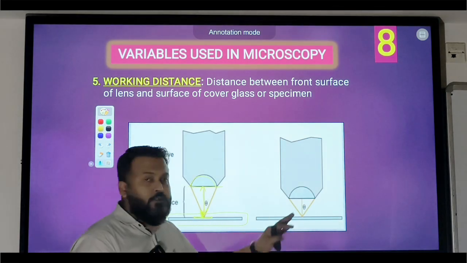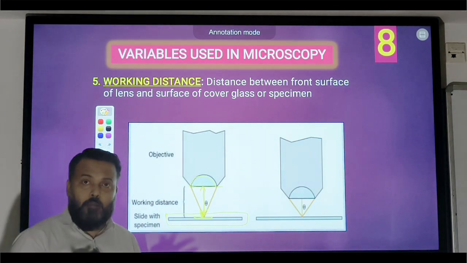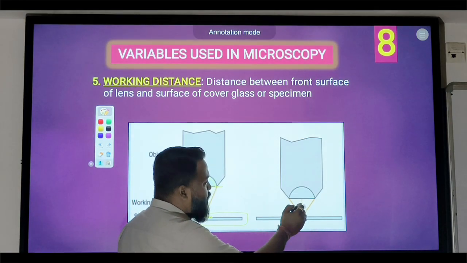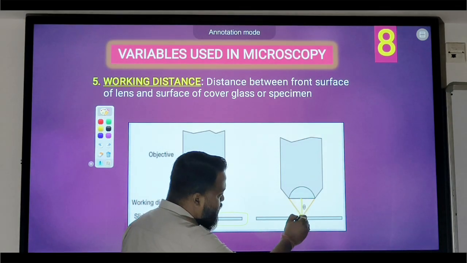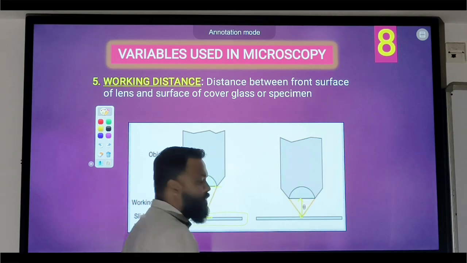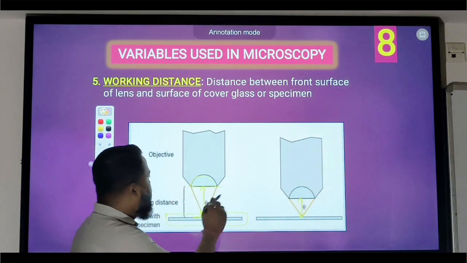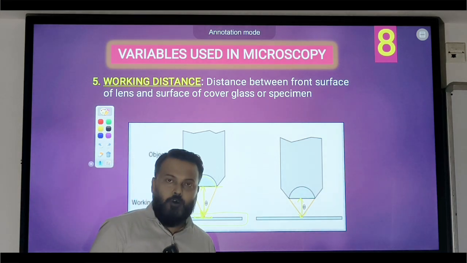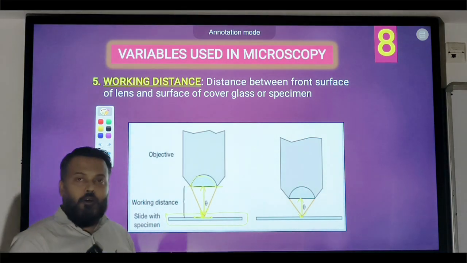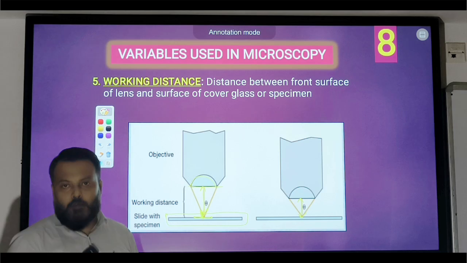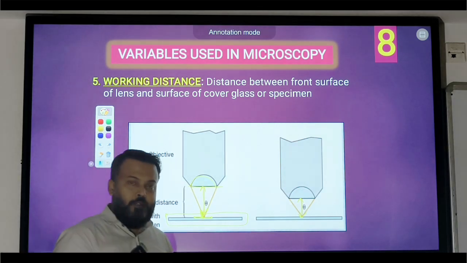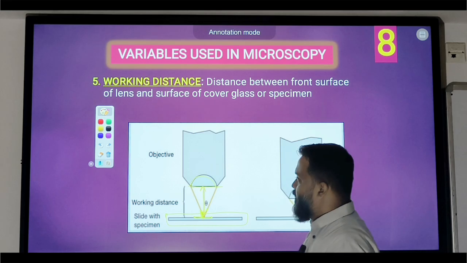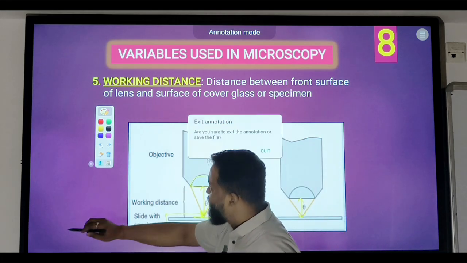But if you are not using any kind of cover slip, then the distance will be counted from the objective lens to the slide. So that will be your working distance at that particular moment, because in this case you are not using any cover slips. I hope this will be clear for you. Now let us move into the next variable.